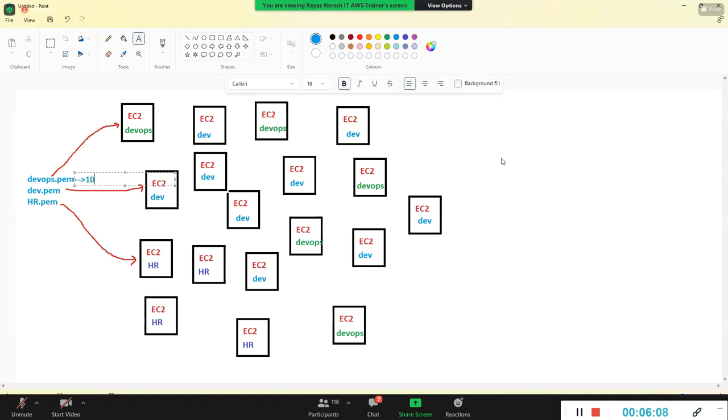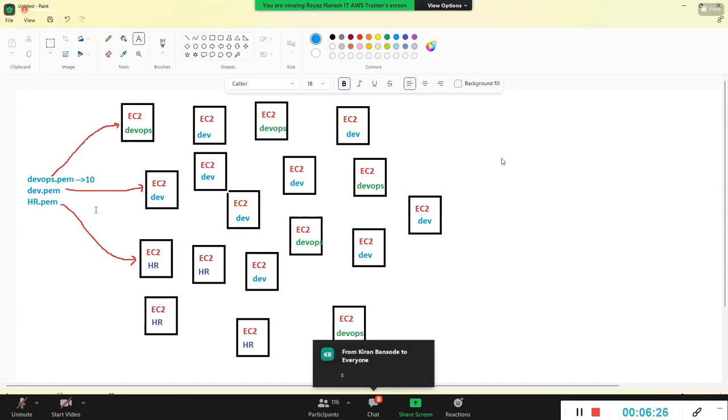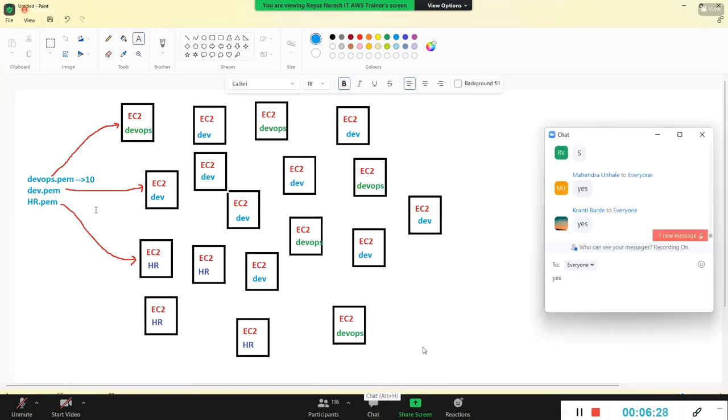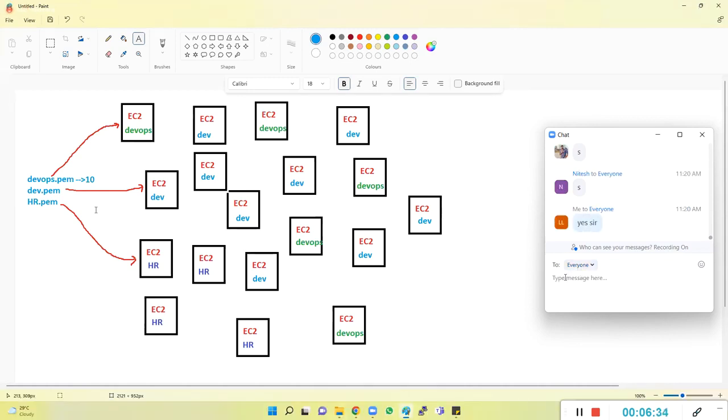Now, DevOps people, I have members. If these people have to log into the EC2 instance, should all these 10 users have the DevOps.pem file themselves, or should only the admin have it? If I have the DevOps.pem file, these 10 people will all the time ask me to give the password of those instances. Is that good, to ask the admin each and every time for the password? No. That means, guys, I need to share this DevOps.pem file to all 10 people. Yes or no?